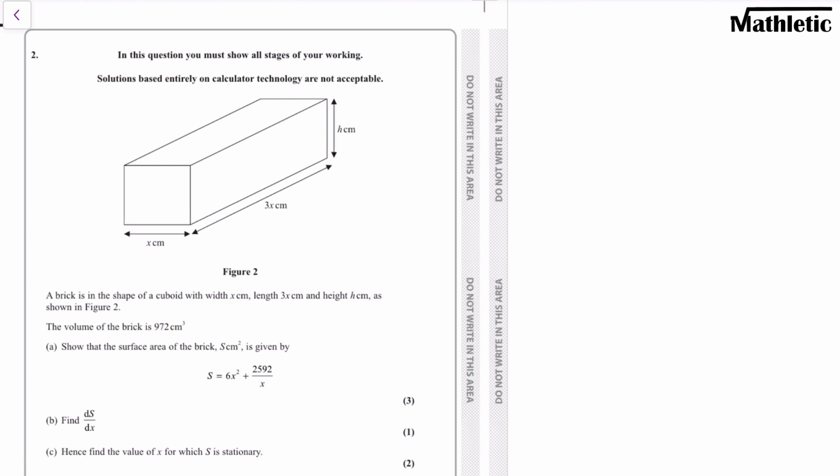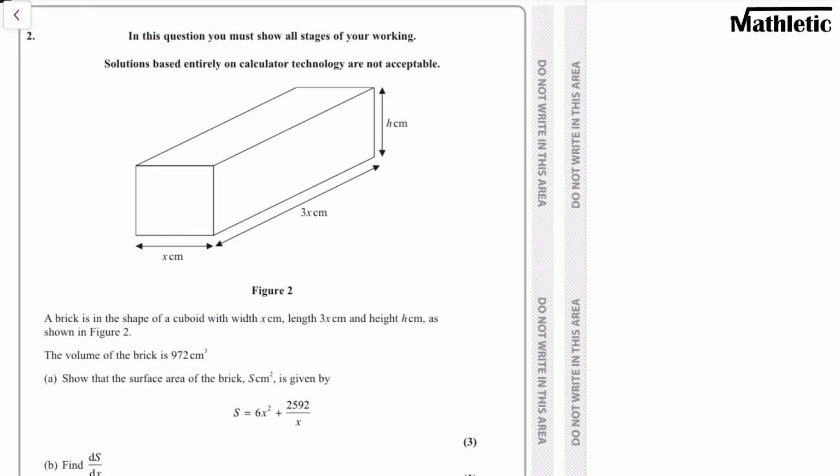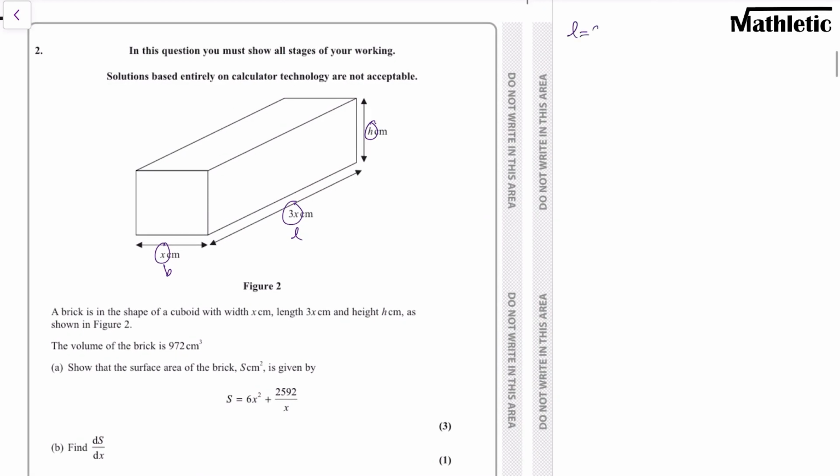Next is number 2, which is from the chapter Differentiation. We will be using a lot of concepts from Mensuration. So this is a cuboid. The length of the cuboid is 3x, width or breadth is x, height of the cuboid is h. So at first, let me just list them down. So L equals 3x, B is x, h is h.